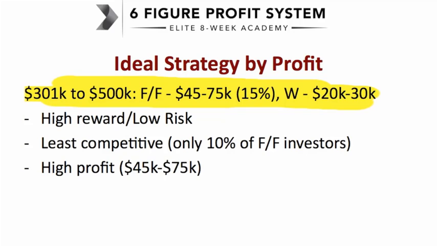It's also the least competitive because there's only 10% of fix and flippers up there in the 3 to 5. You'll find that flipping at 3 to 5 is so much easier than flipping at 1 to 2, because 50% of all of our fix and flippers are doing between 100 to 200. It's really competitive there. And it's got a very high profit price point in the market, right? It's the 45 to 75.